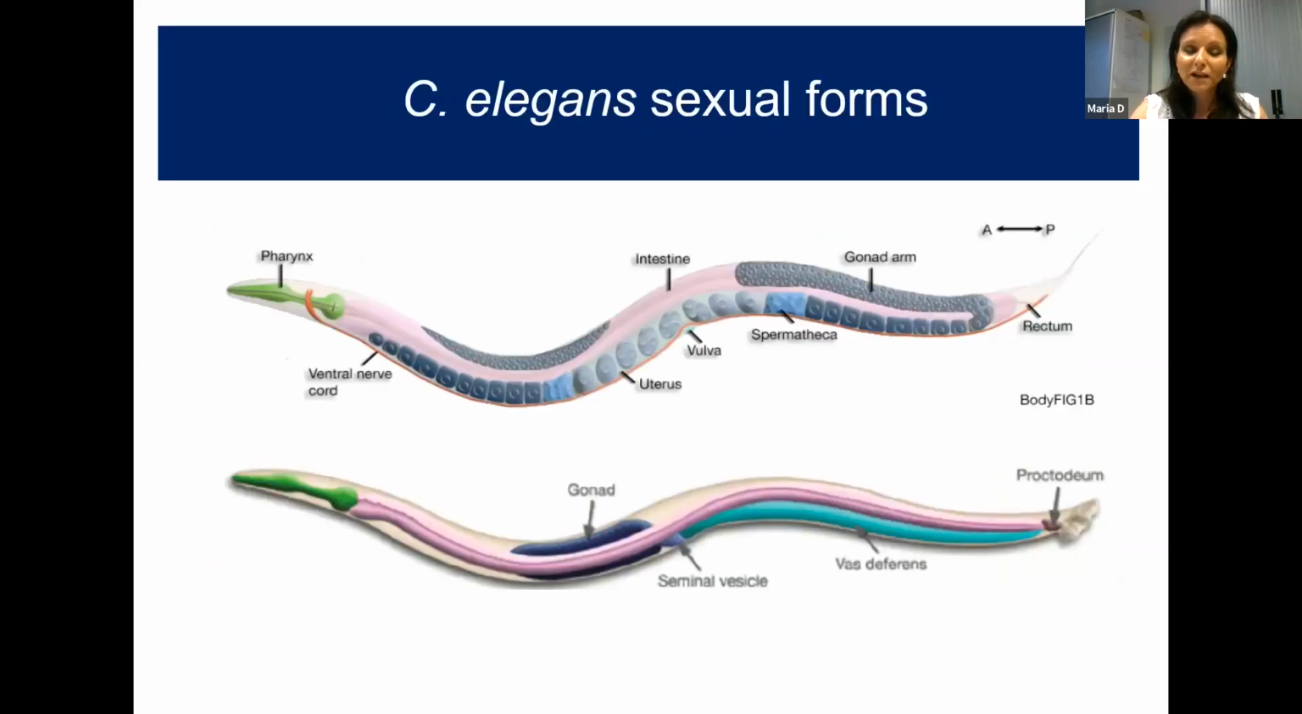A few more points. There are two forms in C. elegans. At the top, you can see the hermaphrodite, and at the bottom, the male worm. I'm not going to go through its anatomy in detail, but what you probably realize is that the big difference is in the tail. So if you try to distinguish a hermaphrodite at the top from a male at the bottom, you're going to be looking at the tail structure.